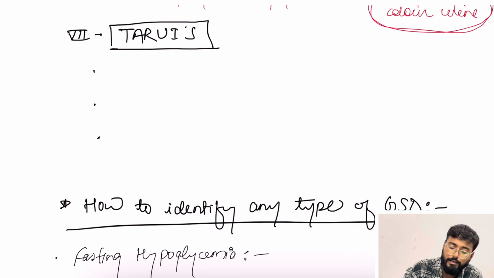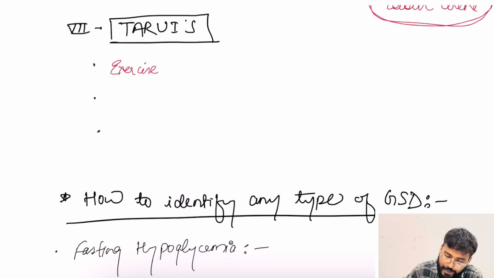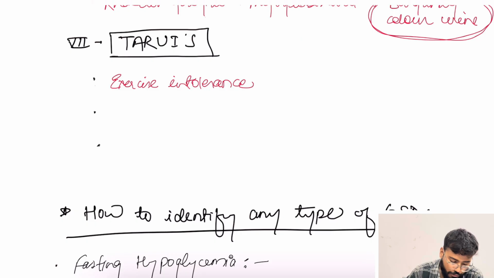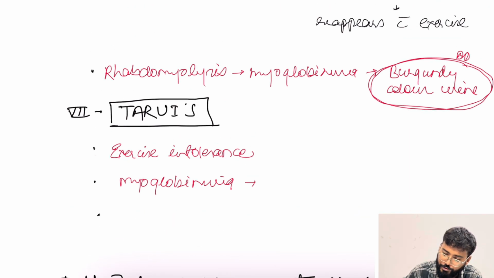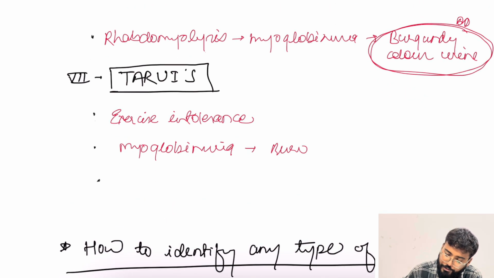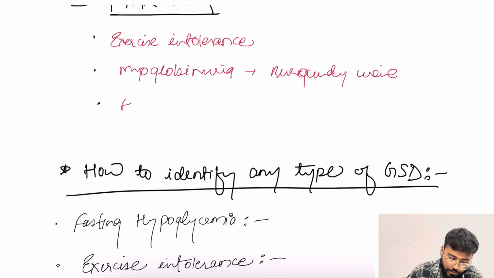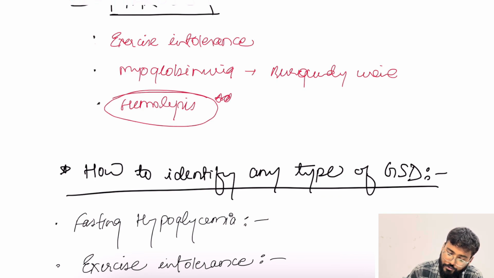That is not really important, but still, in case of Tarui's, the clinical features you are going to see are obviously exercise intolerance. It's obvious. You are also going to see myoglobinuria. So again, you are going to see burgundy urine. And you are going to see hemolysis, which is important. This is your important feature.